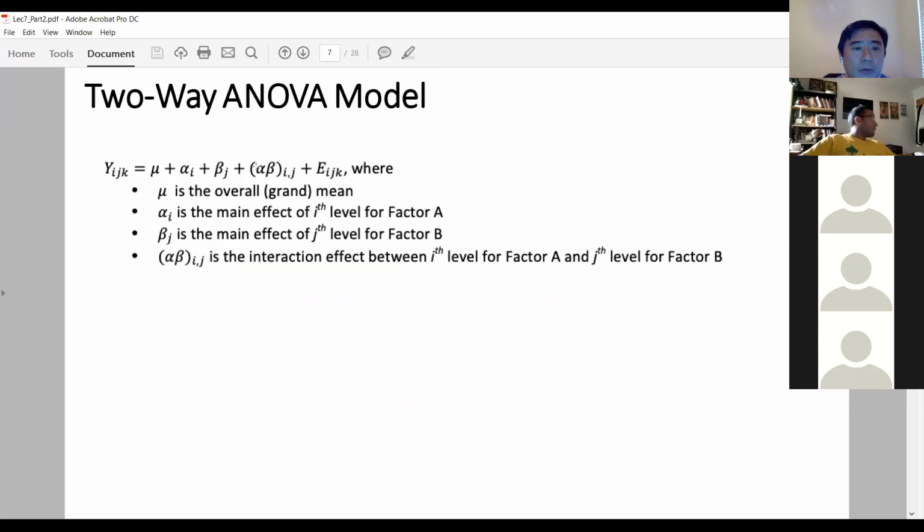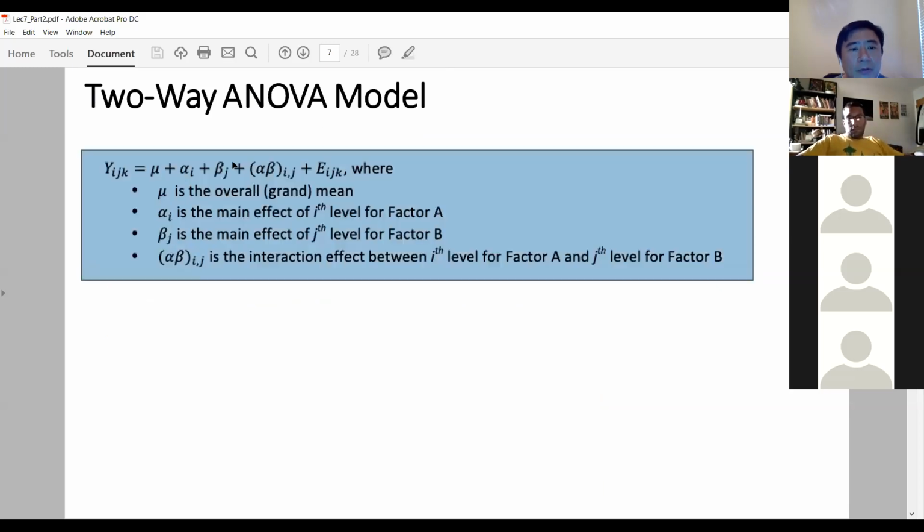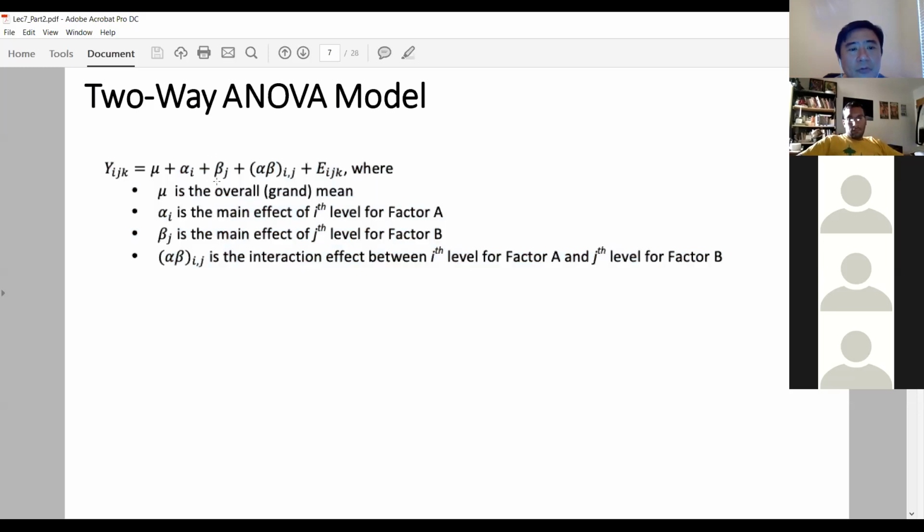And here's the two-way ANOVA model. So here you will have an effect of the first factor, which is given by this alpha I, and also by the second factor, which is given by the beta J. The J is the indication of the level for factor B. I is the indicator of the level for factor A. And in both factors, you should have more than or equal to 2 levels.